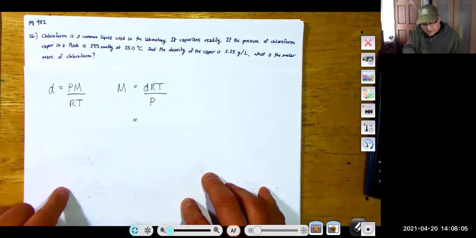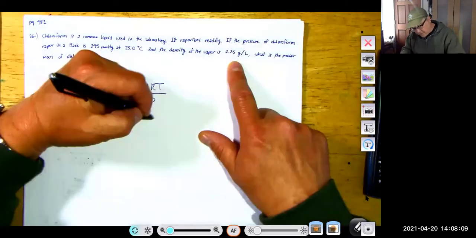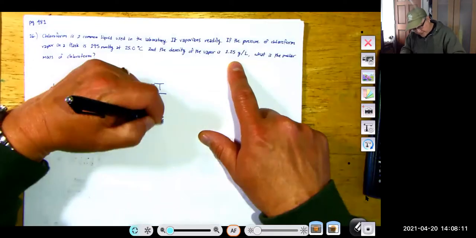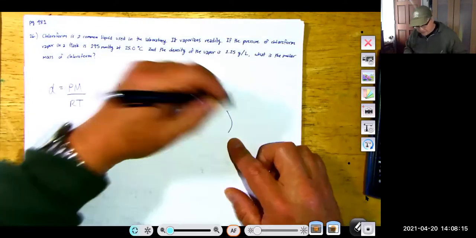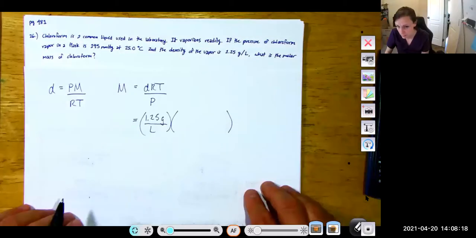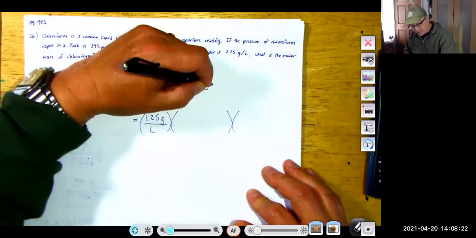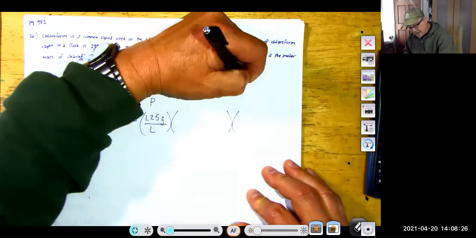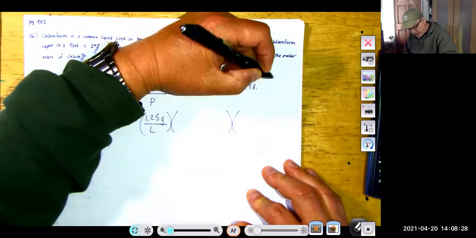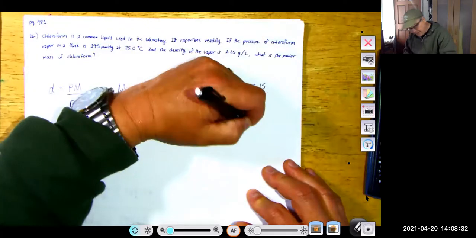Now, because of R, we want the density to be in grams per liter. So here we have 1.25 grams per liter, which is nice. It's already got the units we want. I'm going to leave R out of it for the moment. The temperature is going to be 273.15 plus 25.0, which gives us 298.15 K, right?